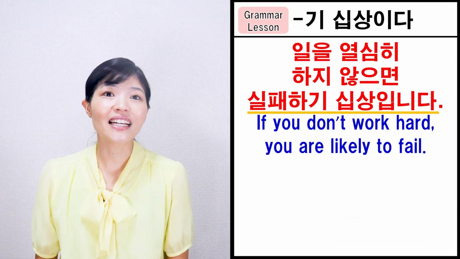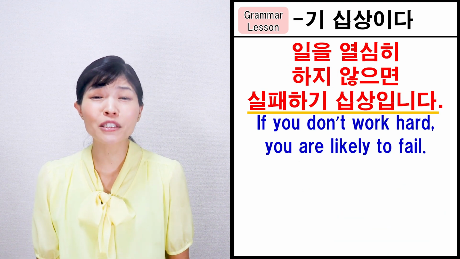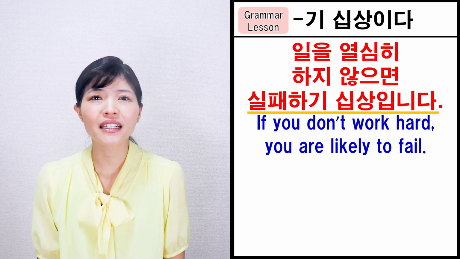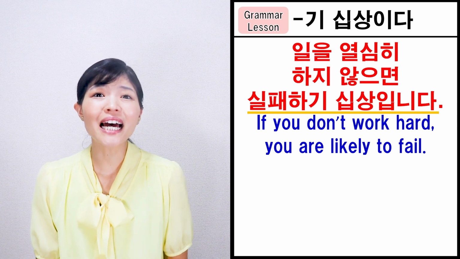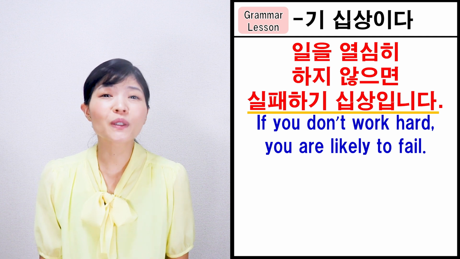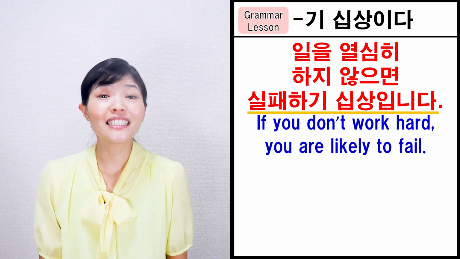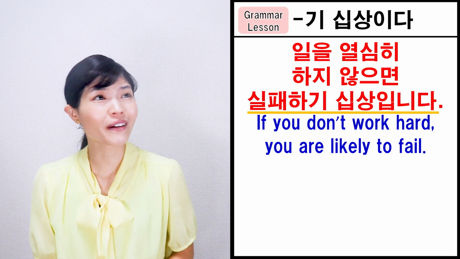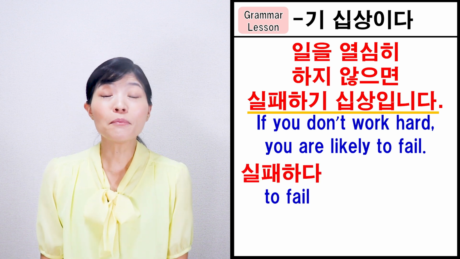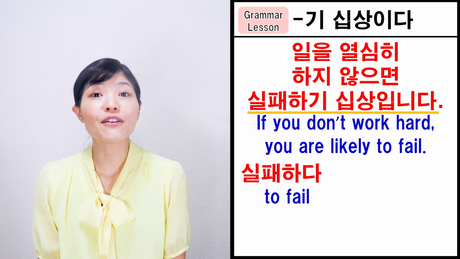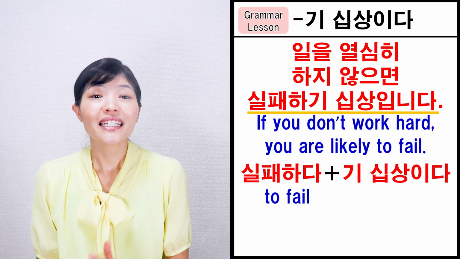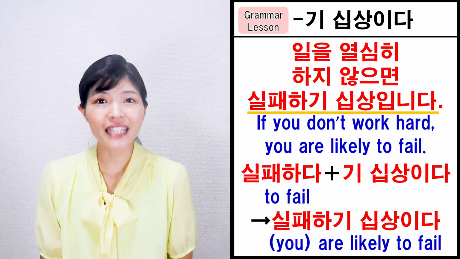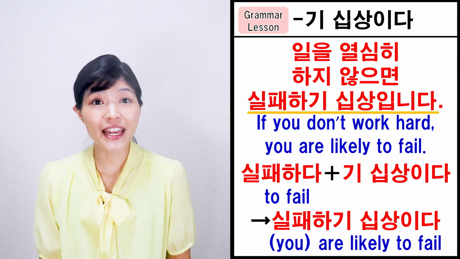The next sentence also has a sad possibility. 일을 열심히 하지 않으면 실패하기 십상입니다. If you don't work hard, you are likely to fail. That's so true, right? I should work harder. Here, 실패하다, to fail, is a verb. And you add 기 십상이다 to make 실패하기 십상이다. You are likely to fail.